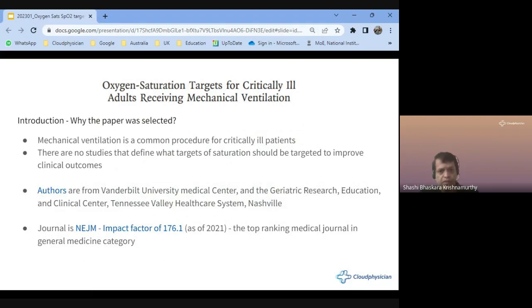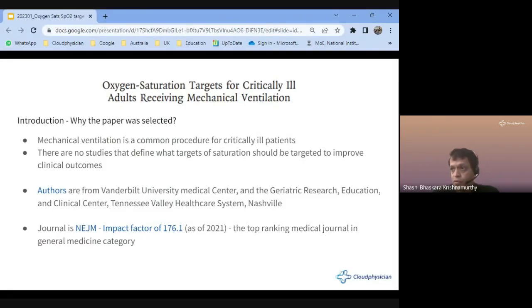Because it is a common procedure, and there have been recent problems with COVID and the oxygen dearth situation. It is a clinically relevant question: is there a target which we actually use? We know from theoretical models, and from previous studies, that a saturation above 90 is okay, but whether it actually brings in better clinical outcomes is a relevant question to ask.